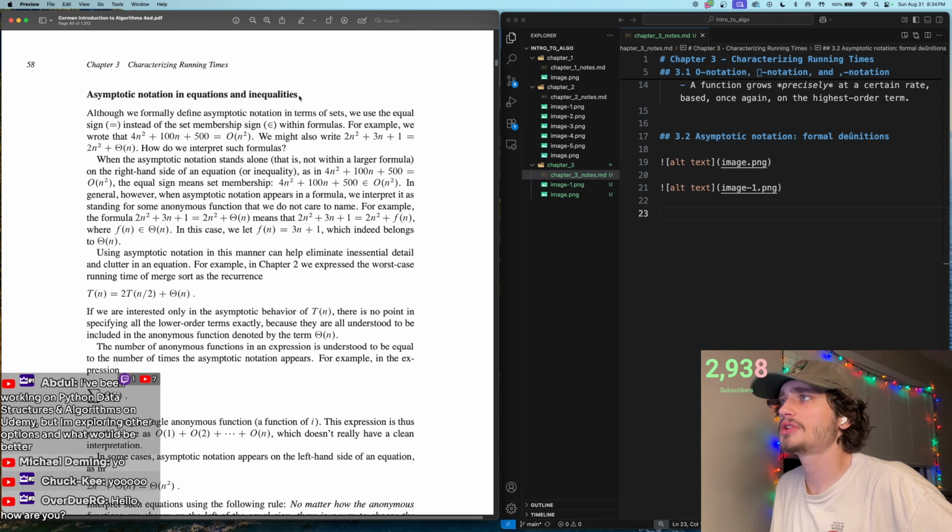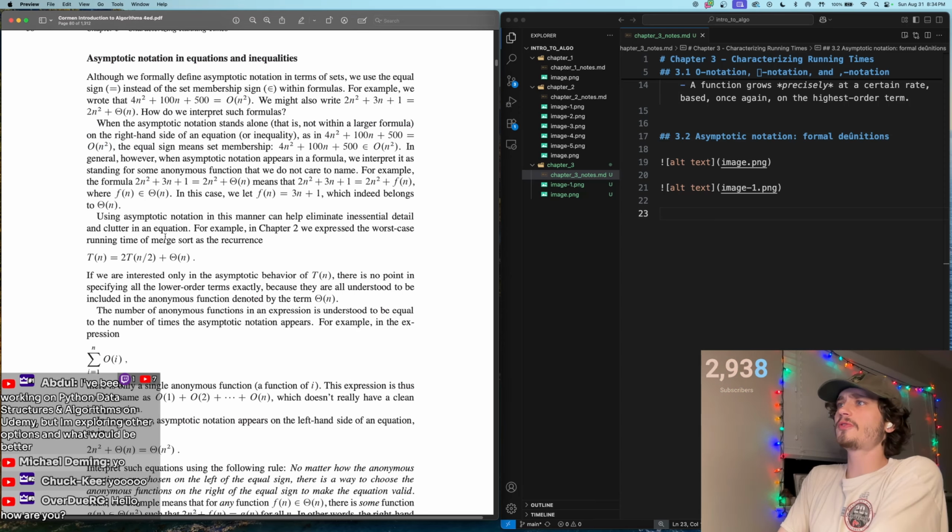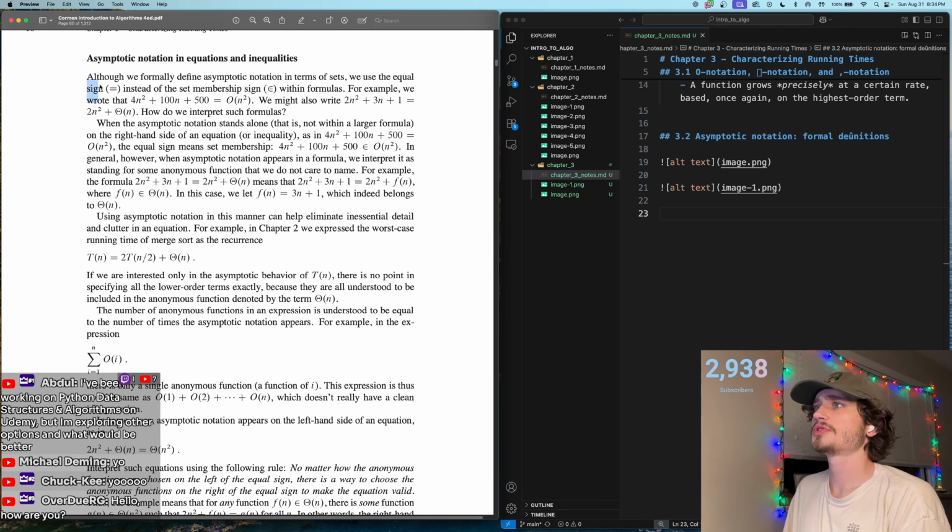Asymptotic notations, equations, and inequalities. Although we formally define asymptotic notation in terms of sets, we use the equal sign instead of the set membership symbol within formulas. For example, we wrote that 4n squared plus 100n plus 500 equals O of n squared. We might also write 2n squared plus 3n plus 1 equals 2n squared plus theta n.